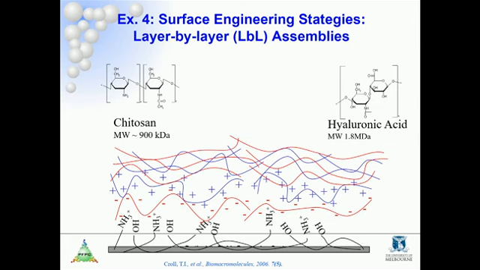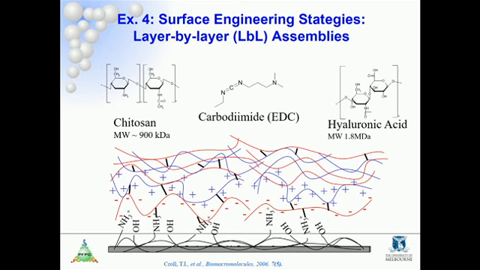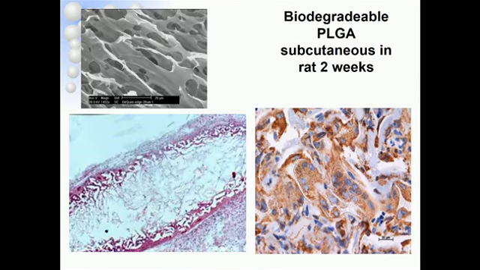So now the cells will sense hyaluronic acid when they see this surface, not PLGA. We can cross-link that so it doesn't wash away in the body. So chemical cross-linking with EDC again. And then we have a surface that is more like the extracellular matrix. We put samples of this into the body.